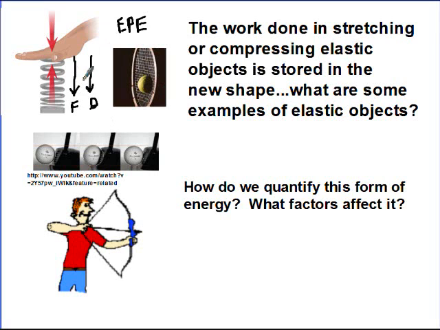Now, that's sort of a simplistic view. As we said, work is equal to F times D times the cosine of theta, and that's true as long as the force is constant. Unfortunately, for elastic potential energy, the force is actually variable. It actually increases the further I stretch that. That's probably most easily understood by thinking of a bow and arrow.